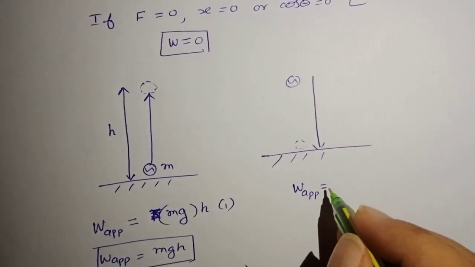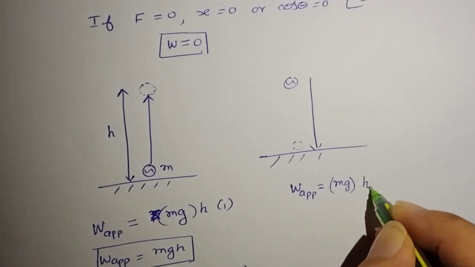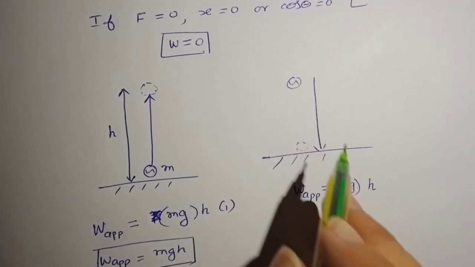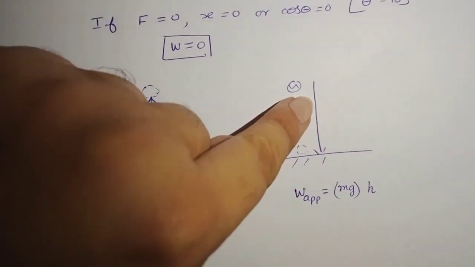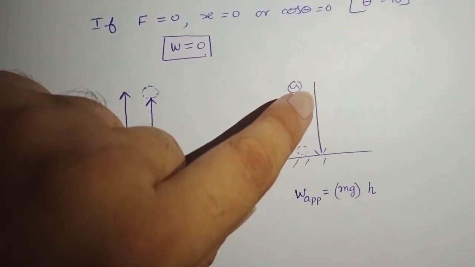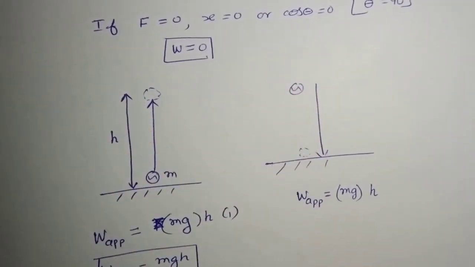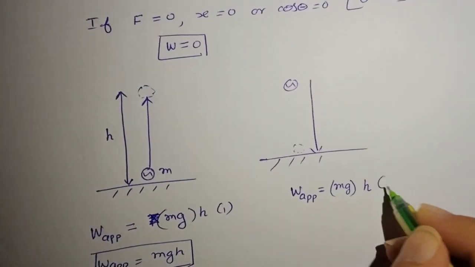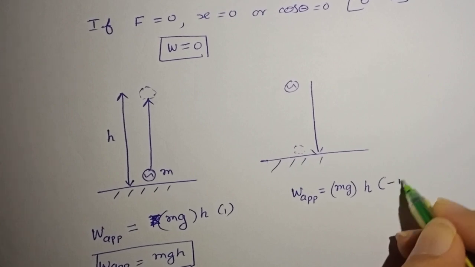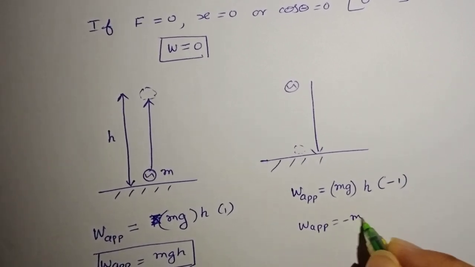So applied force is mg, displacement is h. Even though the mass is coming down, applied force is upwards. Otherwise, the ball will be under free fall. And the displacement will be downwards. So angle between them is 180 degrees. cos 180 is minus 1. So work done by the applied force is minus mgh.